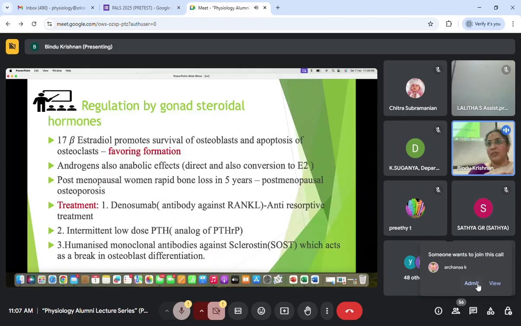Now, androgens like testosterone also have an anabolic effect. So we always know that males have a dual positive thing there. One is that they have the testosterone. Second, in the periphery, some of the testosterone can be converted to estrogen, the estradiol group, right?